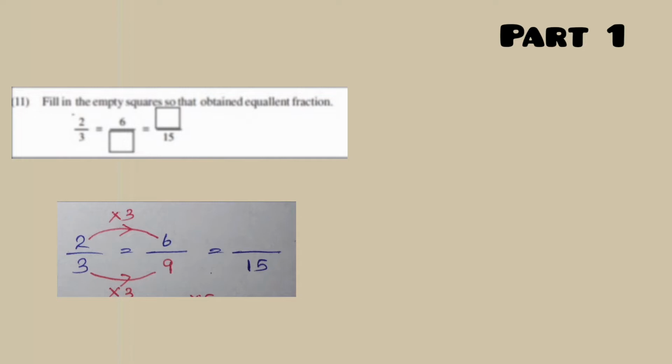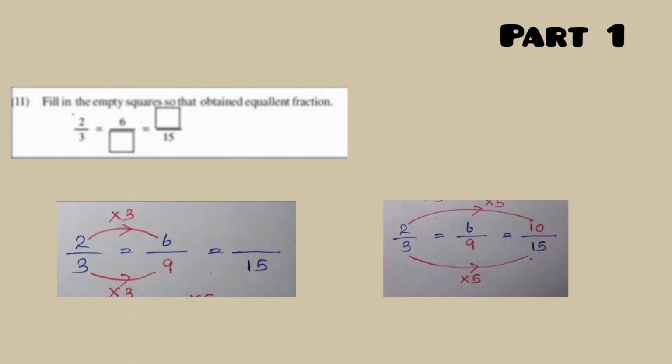In the third fraction, the denominator is 15. First denominator is multiplied by 5 to obtain 15. Because of that, numerator also should be multiplied by 5. So the answer will be 10 over 15.